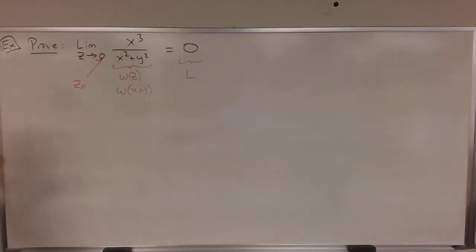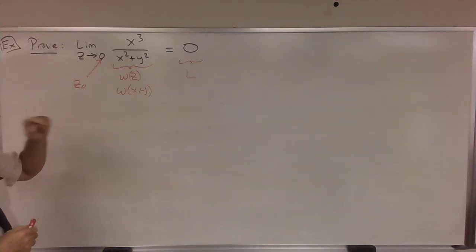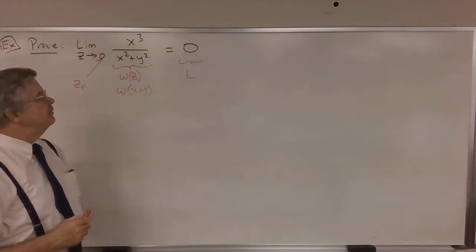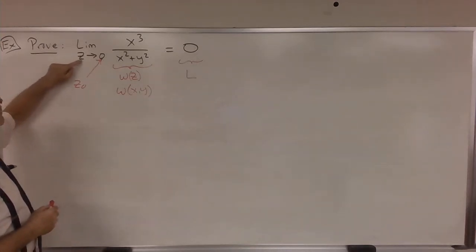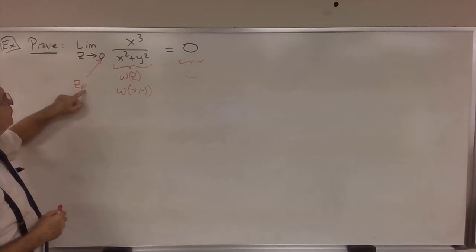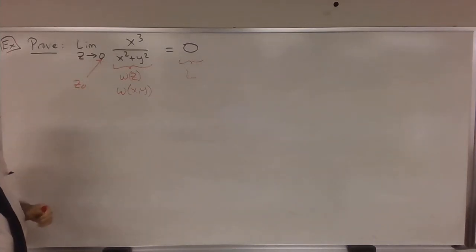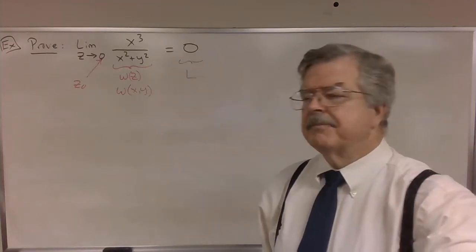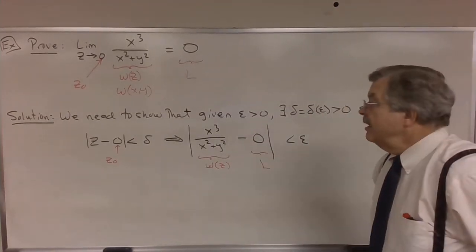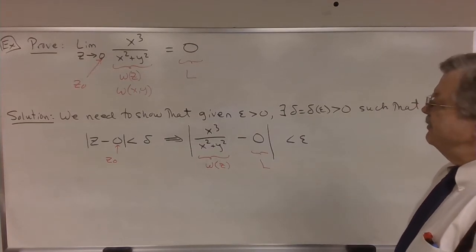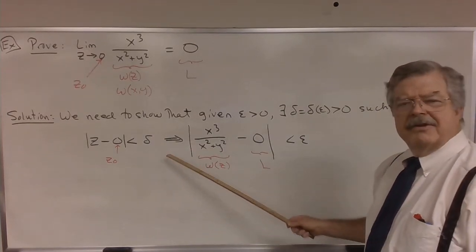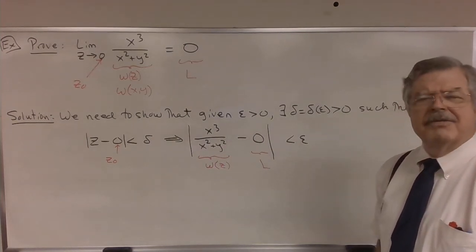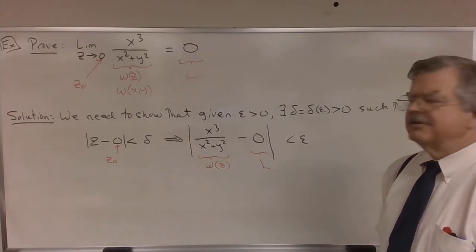So what this is saying is, we can make this function as close to our limit 0 as we want, just by making z sufficiently close to 0. So let's see how we go about doing that. Let me just tell myself in words exactly what it is that I need to do. If I write down in words what I need to do, then usually it's not too difficult to do it.